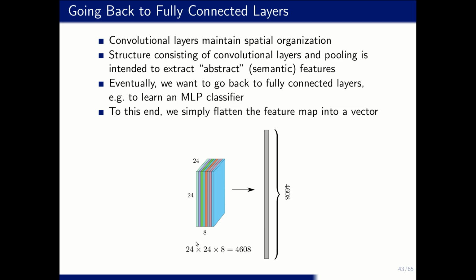At some point, say we get a feature map, maybe the output of a convolutional layer, of 24 times 24 times 8. Then all we need to do is just unroll this feature map into a vector. So 24 times 24 times 8 yields 4,608 different features. Essentially we just roll out this three-dimensional tensor into a vector. And now, for example, we could use this vector and apply some fully connected layer, so essentially a multi-layer perceptron on top of this.